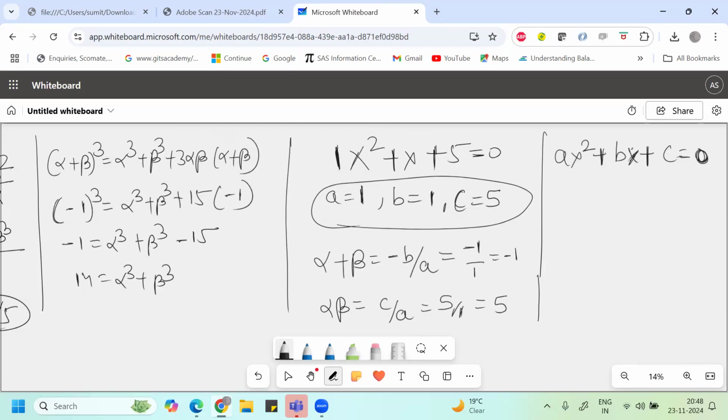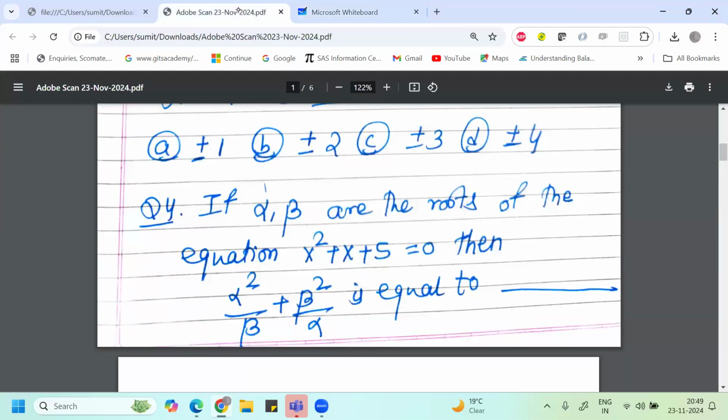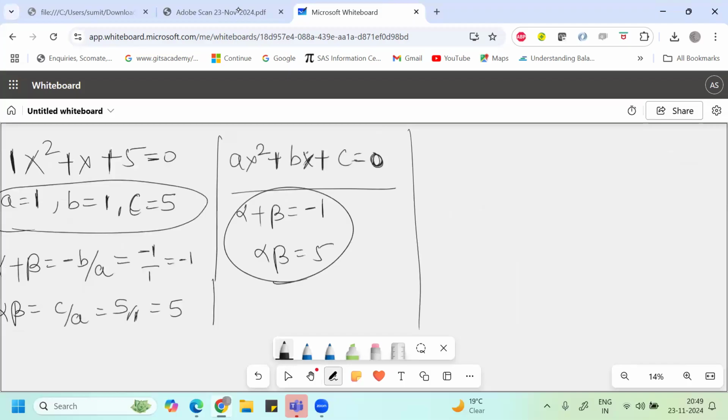So alpha plus beta is equal to minus 1 and alpha beta is equal to 5. Is this part clear? Alpha plus beta is equal to minus 1 and alpha beta is equal to 5. ये part clear है ना once? So once, what they have asked us in the question, once they have asked us, find the value of alpha square by beta plus beta square by alpha. This they have asked in the question.